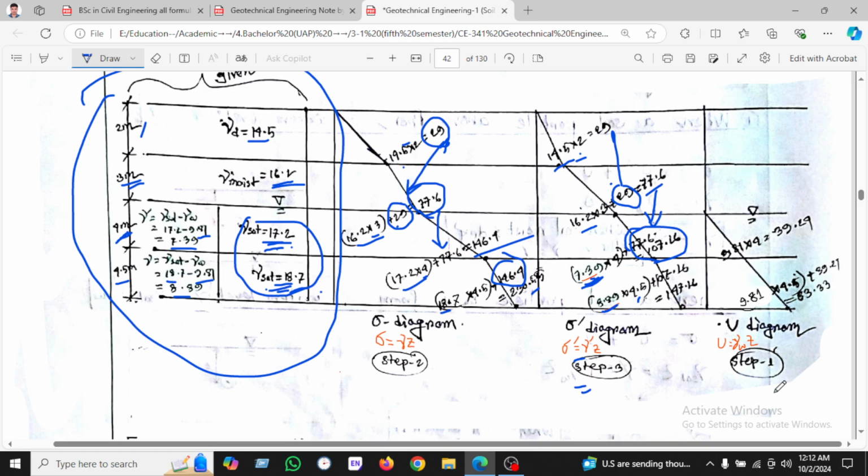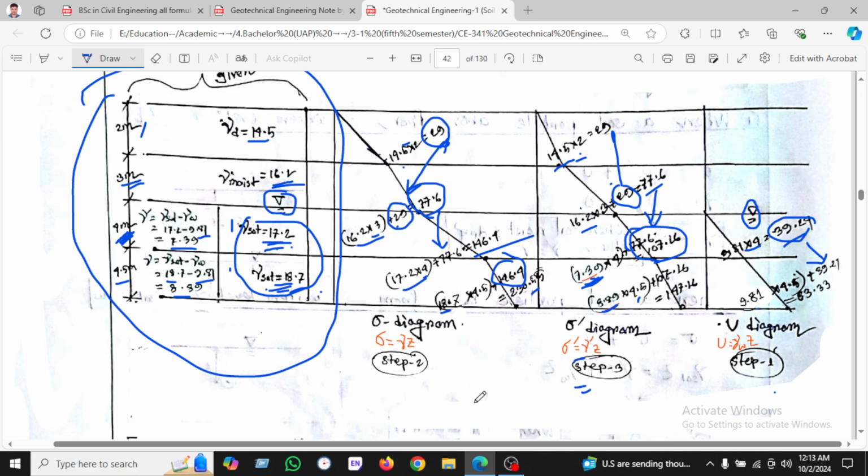147.7. And last, we look at the pore water pressure. How do we calculate pore water pressure? Pore water pressure is calculated only below the water level. The water level is indicated here, so only layer 3 and layer 4. In layer 3, the water level is here. We calculate 9.81 into the layer height, which is 4 as given here, and found 39.2. And layer 2 is also 9.81 into 4.5 plus the upper value, and found 83.3.